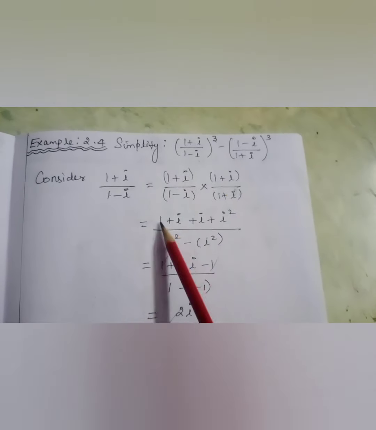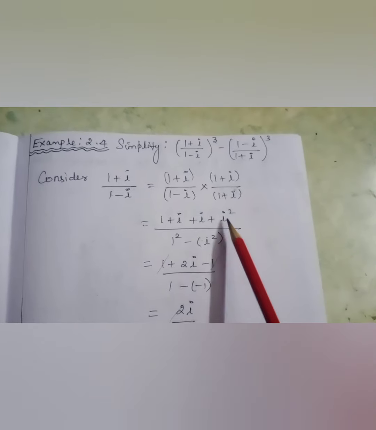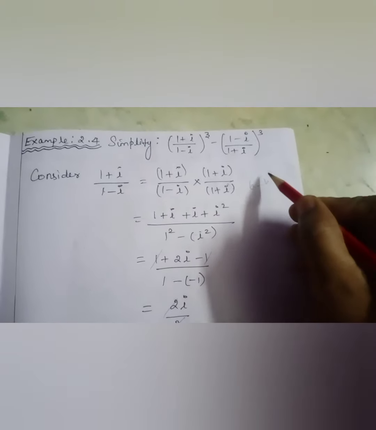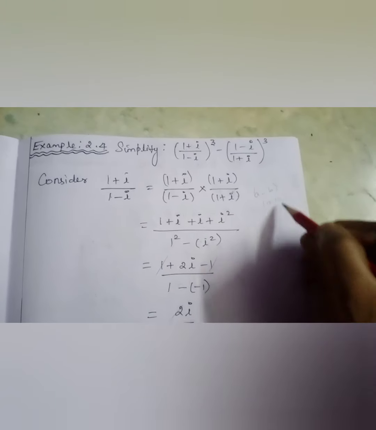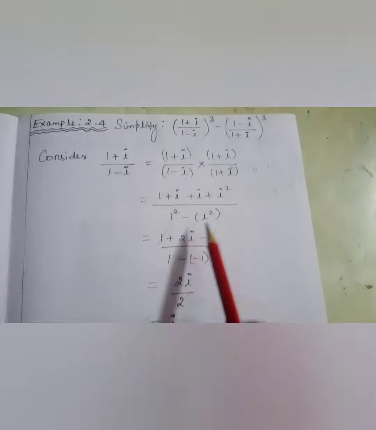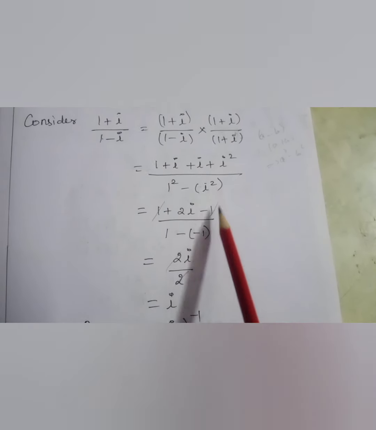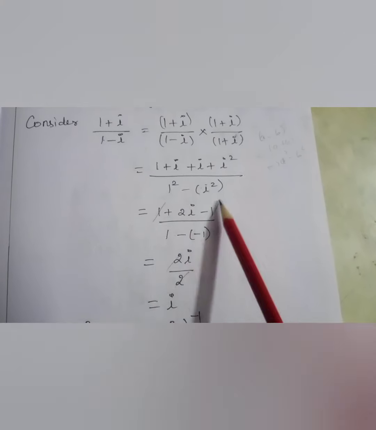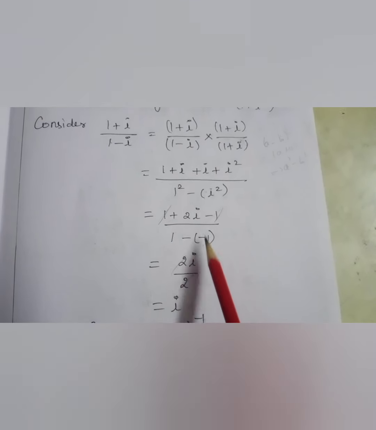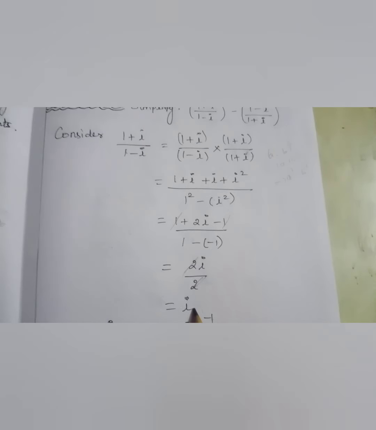So 1 into 1 is 1, 1 into i is i, and i into i is i squared. And in the denominator you can use the formula (a - b)(a + b) is nothing but a squared - b squared. So 1 squared - i squared. Here 1 plus i will become 2i, and i squared is -1, so 1 and -1 get cancelled. In the denominator i squared is -1, so minus of minus becomes 2, so both the 2s get cancelled, and you get the answer to be i.